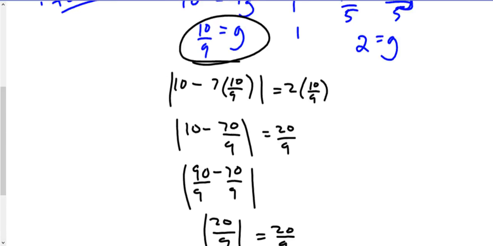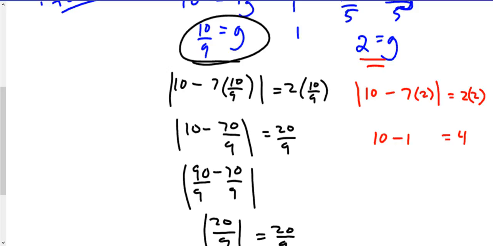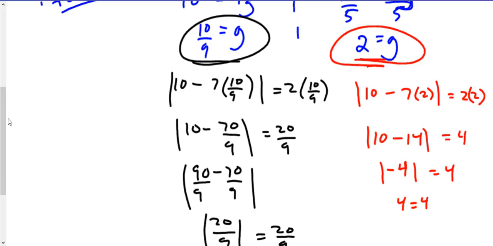Now we're going to do the same thing over here. So just do a different color. Using 2, so now we're going to have 10 minus 7 times 2. Absolute value that equals 2 times 2. We're going to have 4 equals 10 minus 14. So we're going to be negative 4. And we have, yes, 4 equals 4. It's good to go. So once again, another good solution.